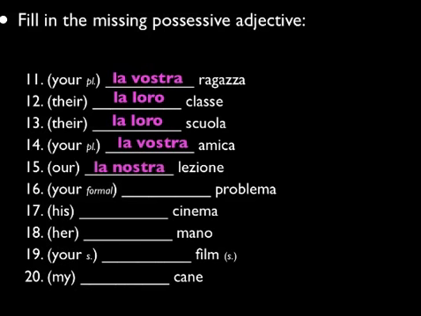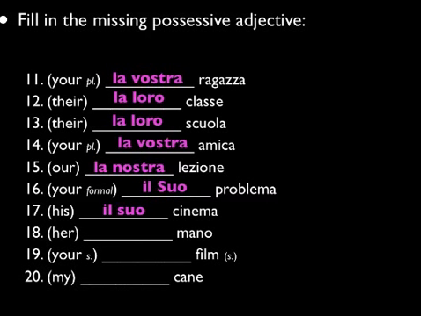And your formal, problema. Problema is one that looks feminine, but actually its nature is masculine, and that is il suo with a capital S because it's formal, il suo problema. 17, another deceptive noun, cinema. Cinema is also masculine while looking feminine. So you want to say his cinema. That is il suo cinema.